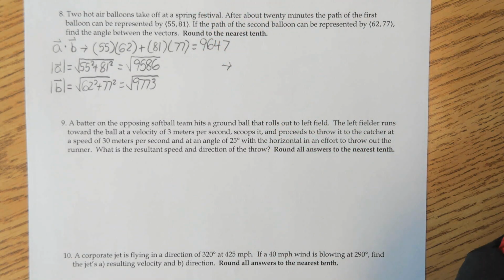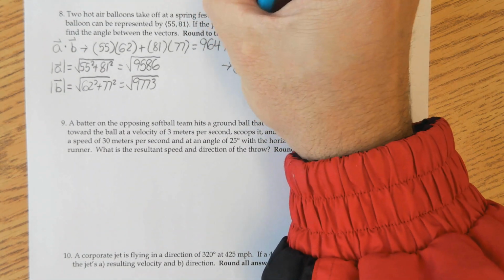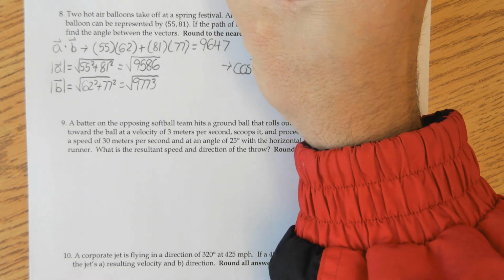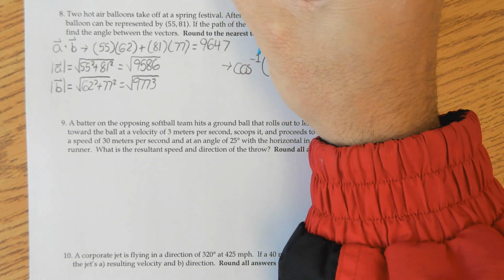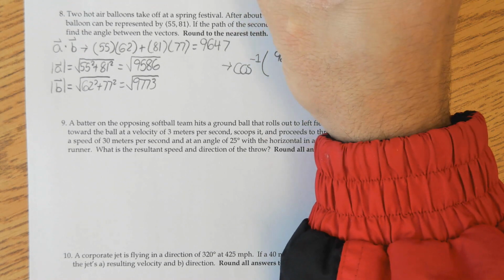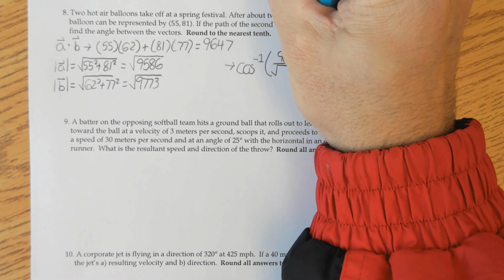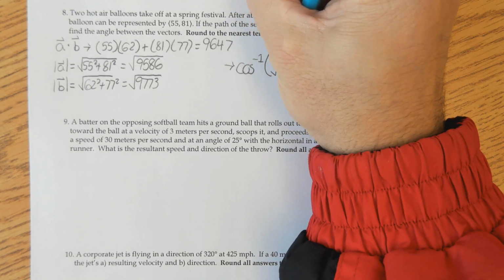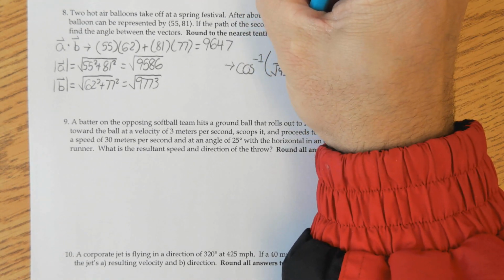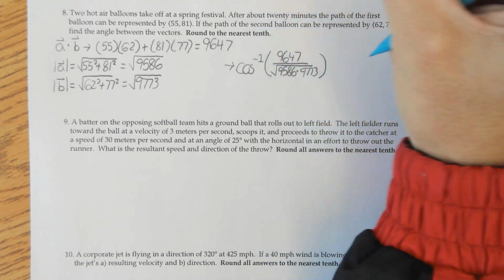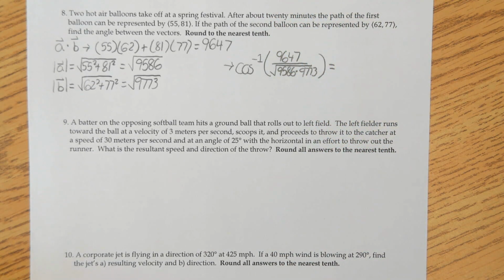So again, your formula is on your formula sheet. So you're going to have cosine inverse, okay, of your dot product up top there, so 9,647 all under this one square root. You're going to write 9,586 times 9,773, close parentheses, and let's see what we get there.